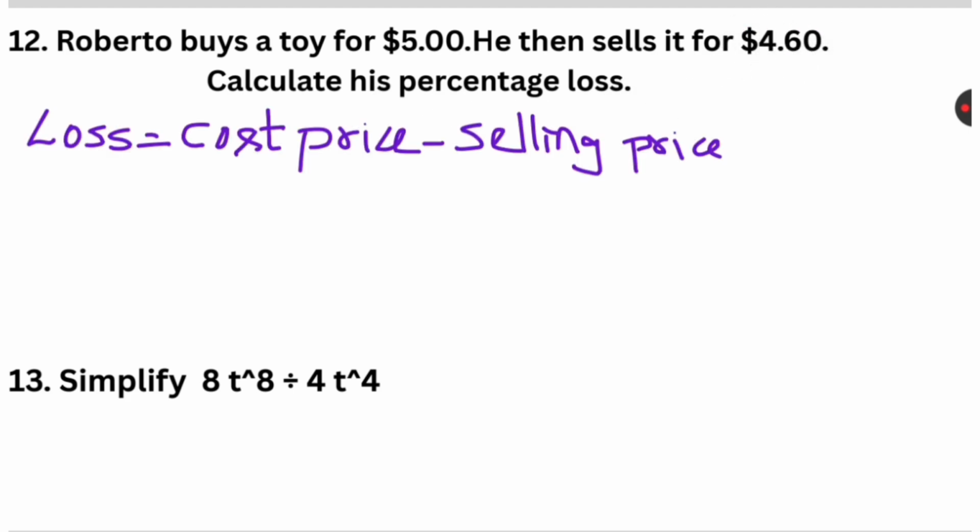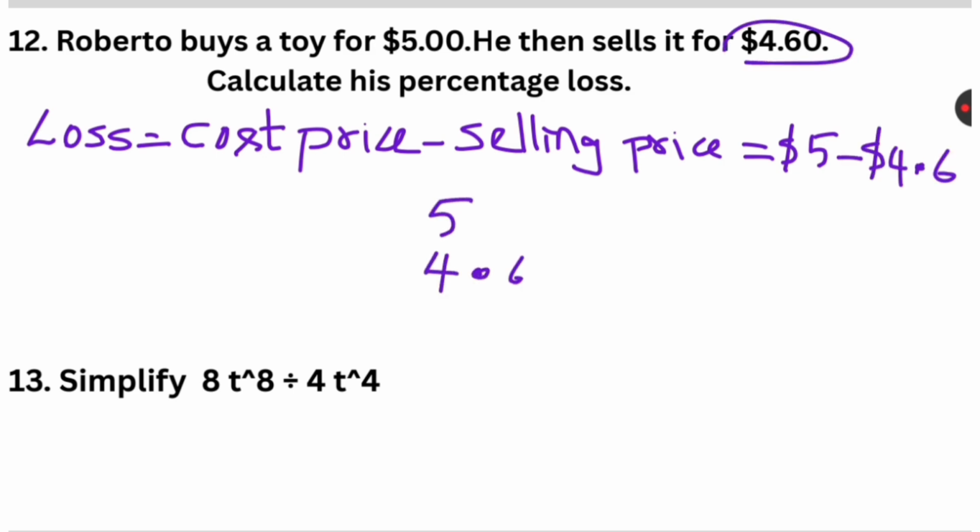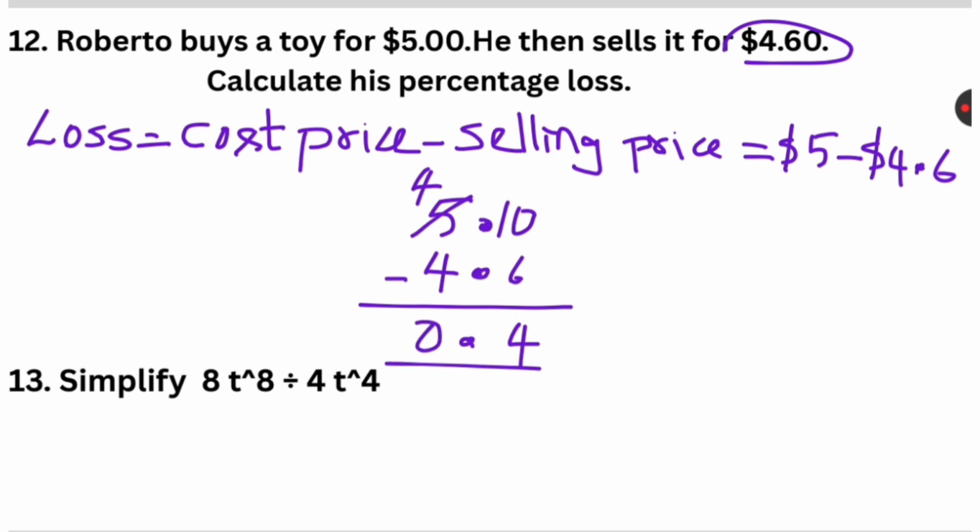To find the loss, we have to subtract selling price from the cost price. So what is the cost price here? $5. So let's take that $5 here minus selling price, $4.6. From $5, if you subtract 4.6, here we don't have a decimal point, so you have to add one 0. 10 take away 6 is 4. Then 4 minus 4 is 0. So the loss is $0.4.